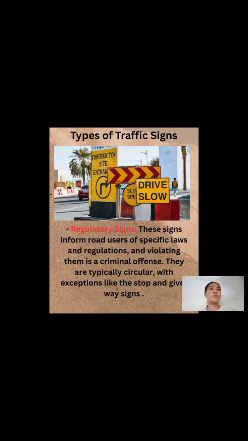These are the types of traffic signs. First one is the regulatory signs. These signs inform road users of specific laws and regulations, and violating them is a criminal offense. They are typically circular, with exemptions like the stop and give way signs.